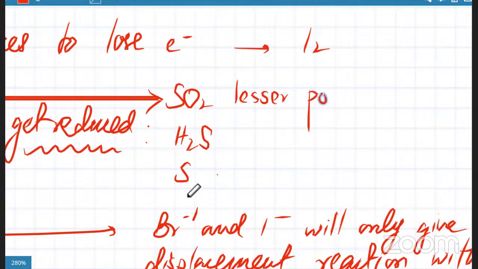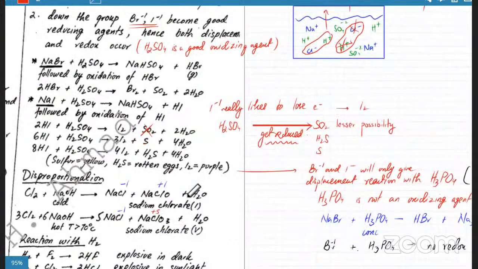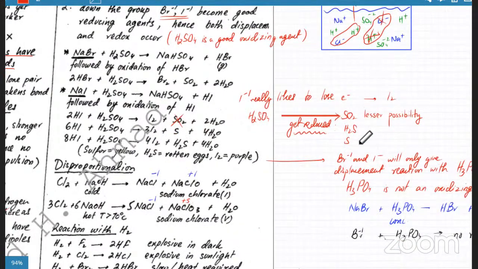So this one is possible. But since the reduction is so strong, you usually get H2S and sulfur, which is a yellow solid. H2S has a pungent smell.